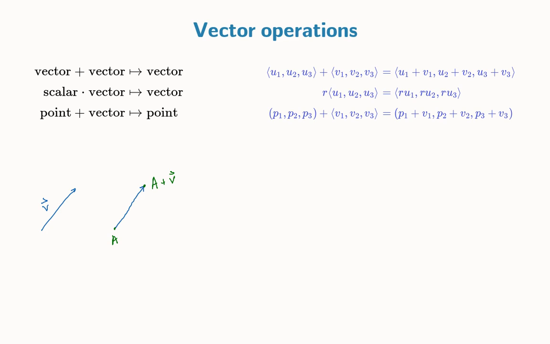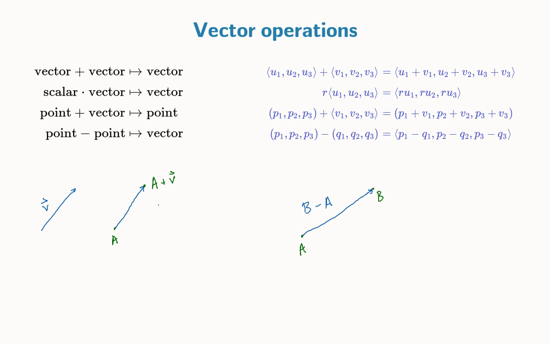And then the counterpoint to this is that if we have two points, we can subtract them to get a vector. So this is A, and this is B. Then the vector going from A to B is what we call B minus A. So it's what you have to add to A in order to get B. And again, algebraically, to subtract one point from another, we just subtract the components in each slot individually.